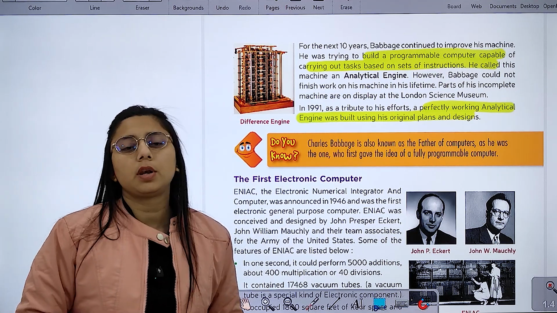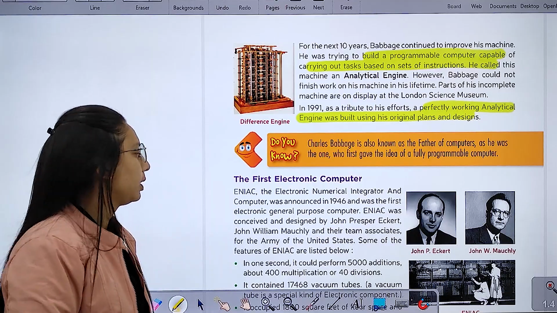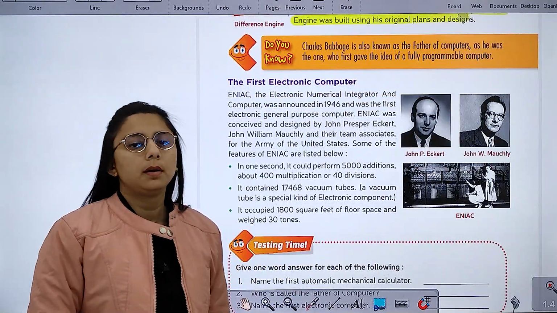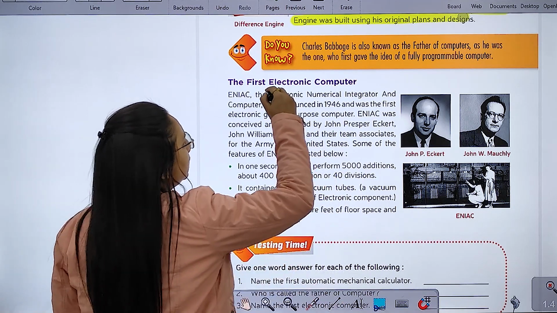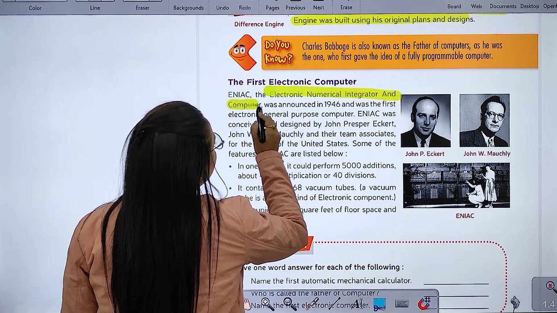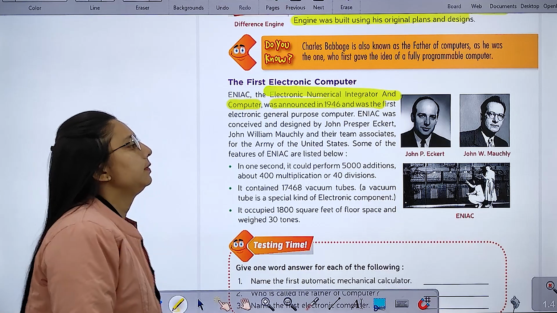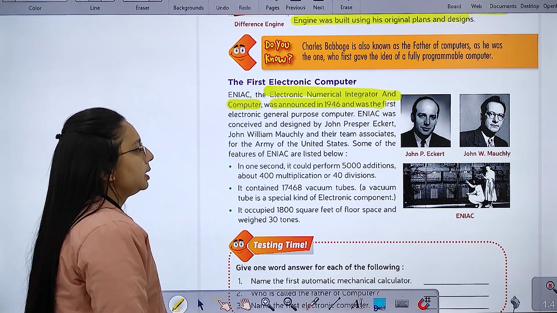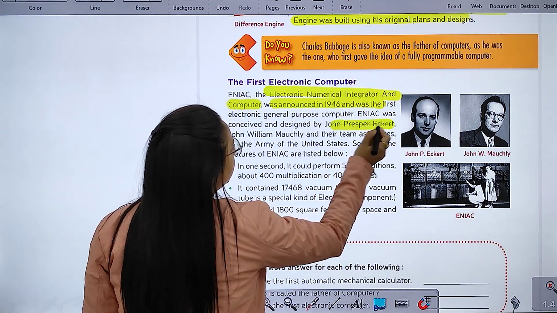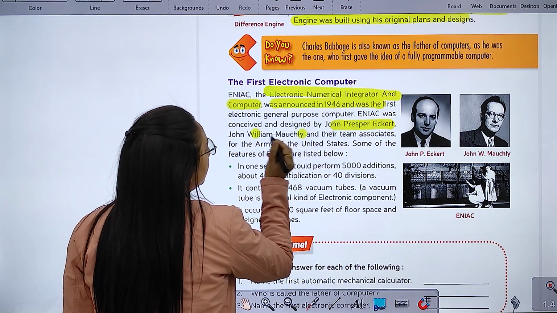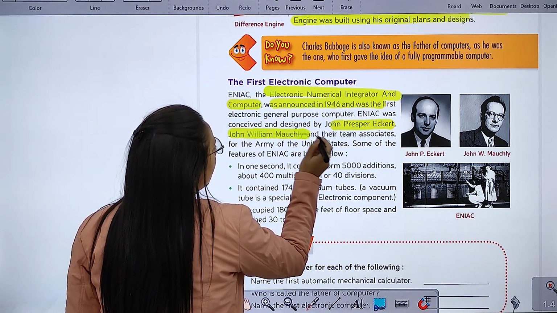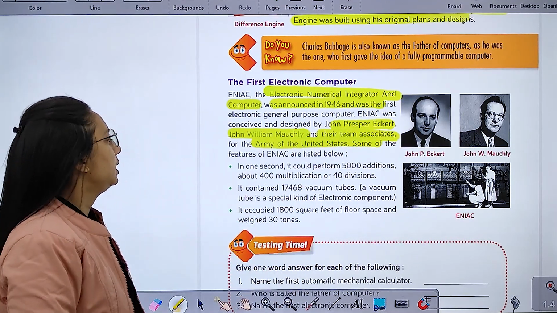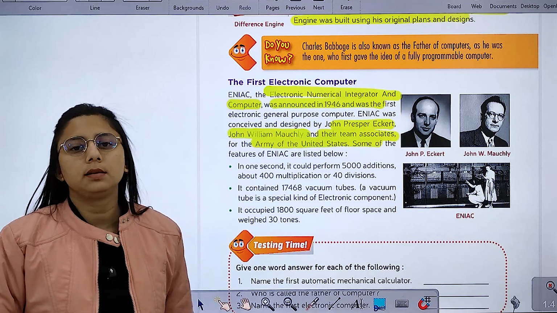Now the first electronic computer. What is our first electronic computer? ENIAC. ENIAC, the Electronic Numerical Integrator and Computer, was announced in 1946. It was the first general purpose computer, right? It was designed by John Presper Eckert, John William Mauchly and their team of associates for the Army of the United States.